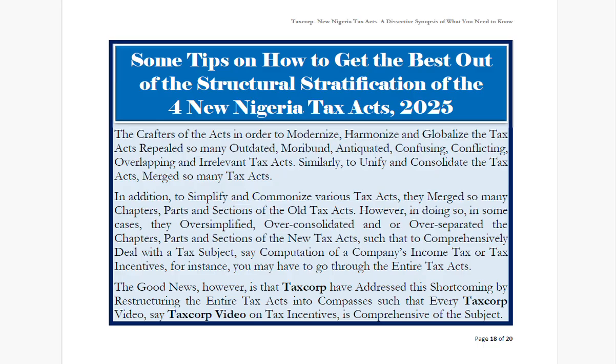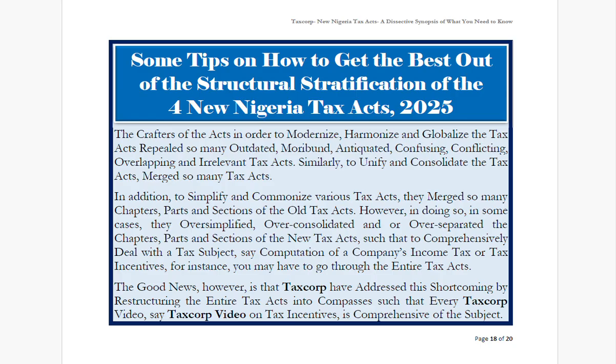Some tips on how to get the best out of the structural stratification of the four new Nigerian Tax Acts 2025. The crafters of the Act, in order to modernize, harmonize, and globalize the Tax Act, repealed so many outdated, moribund, antiquated, confusing, conflicting, overlapping, and irrelevant tax acts. Similarly, to unify and consolidate the tax acts, they also merged so many tax acts. In addition, to simplify and commonize various tax acts, they merged so many chapters, parts, and sections of old tax acts.